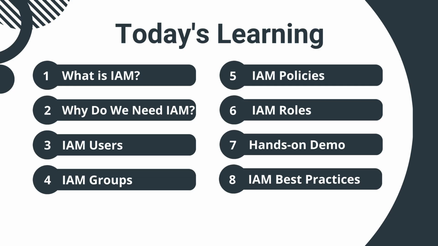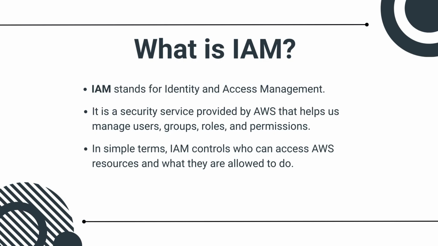Let's start with IAM. What is IAM? IAM stands for Identity and Access Management. It is a security service provided by AWS that helps us manage users, groups, roles, and permissions. In simple terms, IAM controls who can access AWS resources and what they are allowed to do.